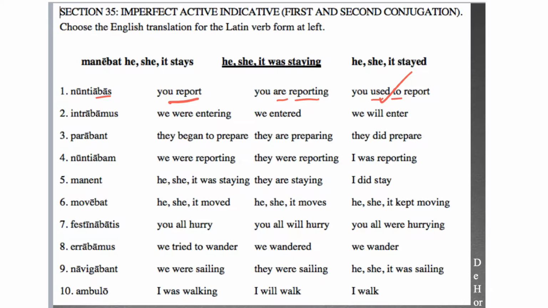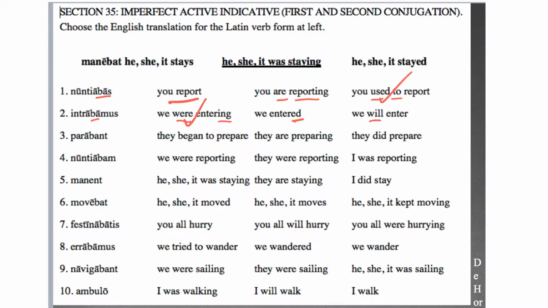If I look at number 2, same thing. Here's my BA. That signifies that it's the imperfect. If I look at the first choice, we were entering, there's that were verbing. That looks like it's going to be correct, but let's check the others. We entered is past tense, but it does use a different ending, not the ending for the imperfect. And then will, of course, is future, and so that's not going to be it either. So indeed, we were entering is correct.